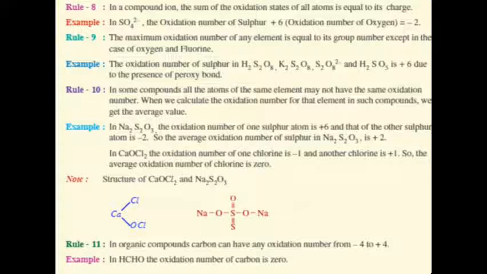Rule 11: In organic compounds, carbon can have any oxidation number from −4 to +4. Example, in HCHO, the oxidation number of carbon is 0.